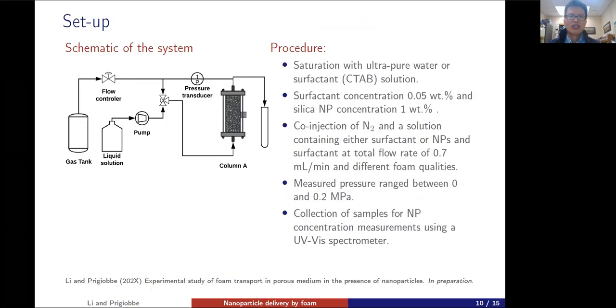So here is the setup we use to run the experiment. During each experiment, the column was saturated with water or surfactant solution. Upon stabilization, nitrogen and a solution containing either surfactant or surfactant and nanoparticles were co-injected. Then the samples were collected and characterized using a UV spectrometer to measure the nanoparticle concentration in the effluent.